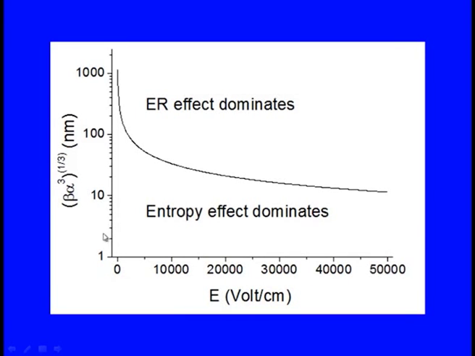Again, when a higher electric voltage is applied and the particle size is low, in that case also the entropy effect will be dominating. You can see that in this region, even when we have a very small particle size and we are just increasing the electric voltage, in this entire region the entropy effect is dominating. While at the lower voltage, the most significant feature is the ER part, and as we increase the voltage, the ER effect is dominating even with the 100 particle size.